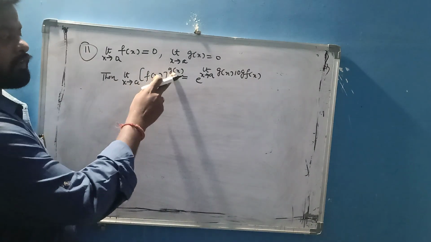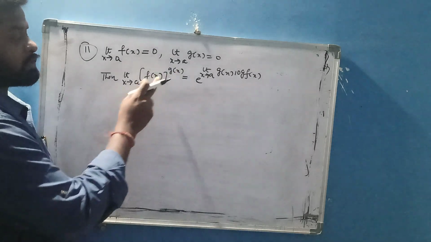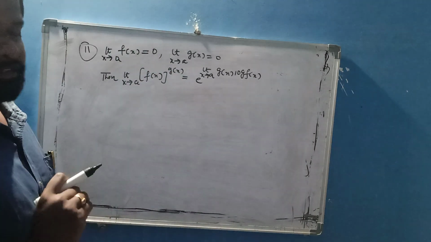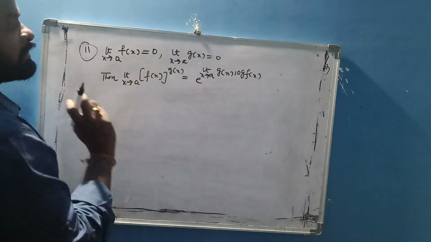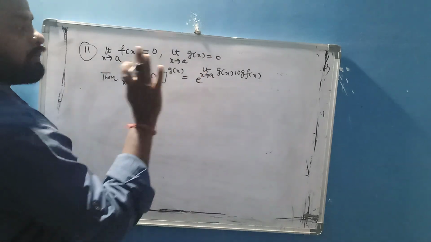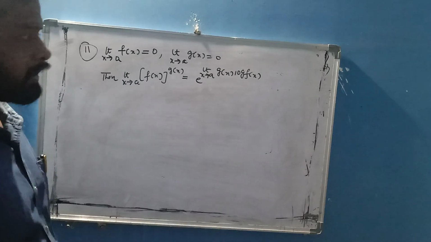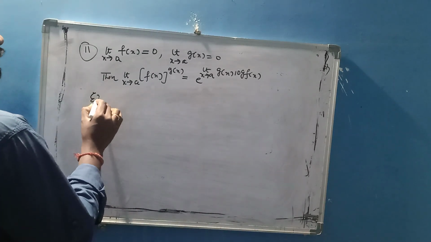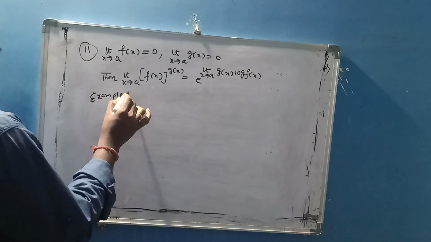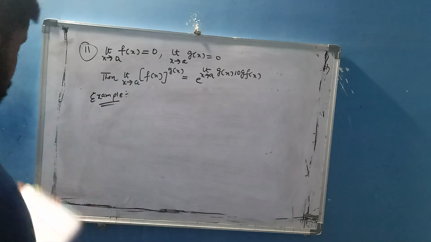Given function, this form, given question, this form, limit x tends to a, f of x whole power g of x form is there. First you check these two conditions. If we get 0, apply this formula. What is the formula? e power limit x tends to a, g of x into log f of x. Very important example. Please see that example.